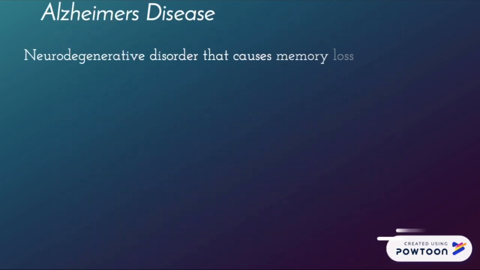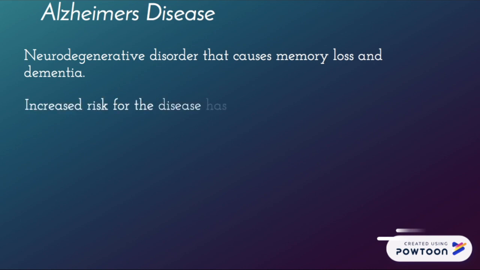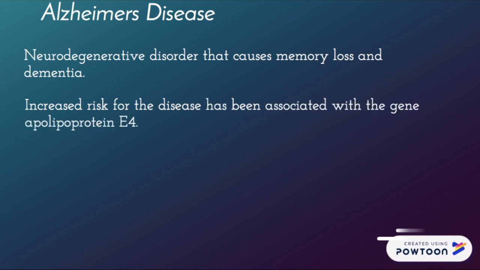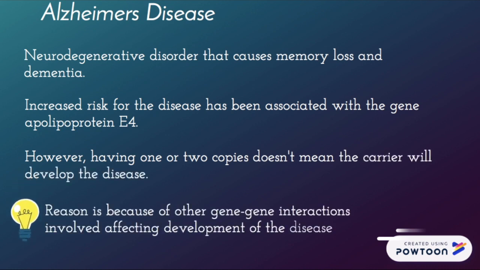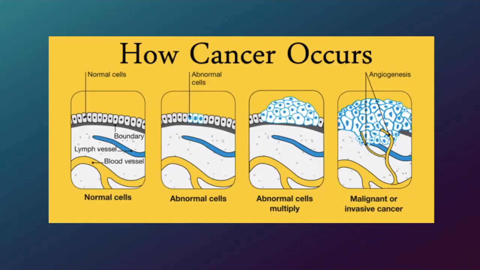Alzheimer's disease is a neurodegenerative disorder that causes memory loss and dementia. Increased risk for the disease has been associated with the gene apolipoprotein E4. However, having one or two copies doesn't mean the carrier will develop the disease.